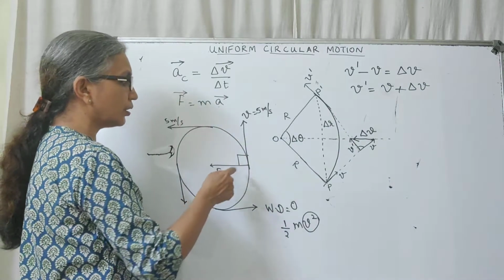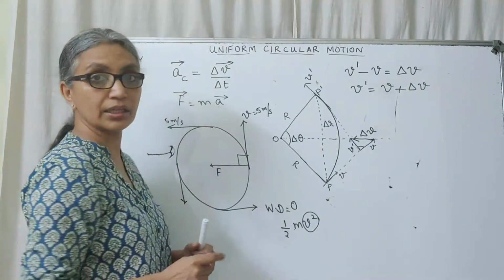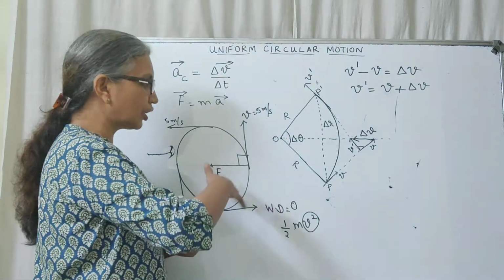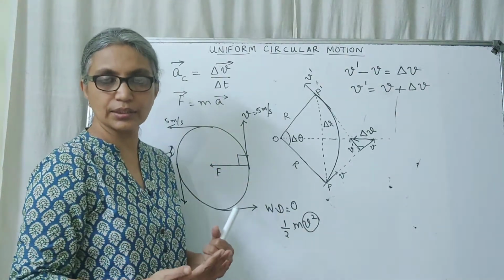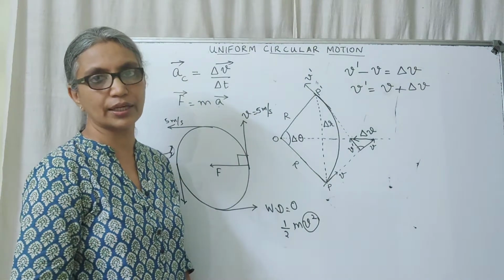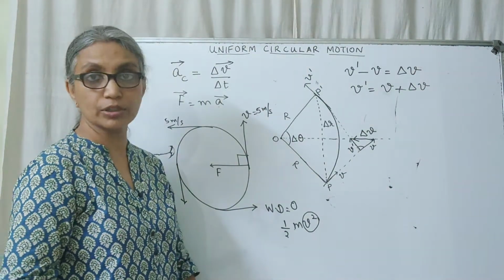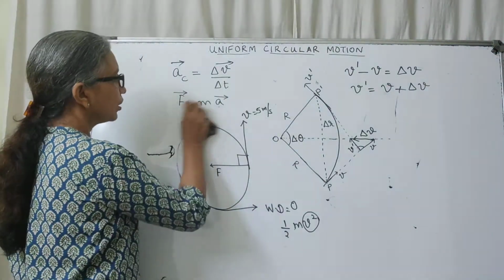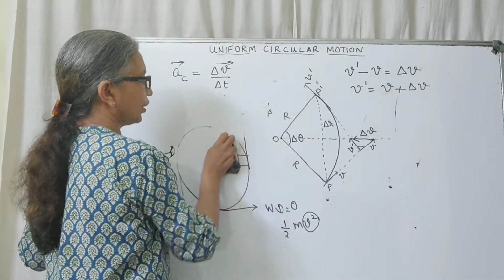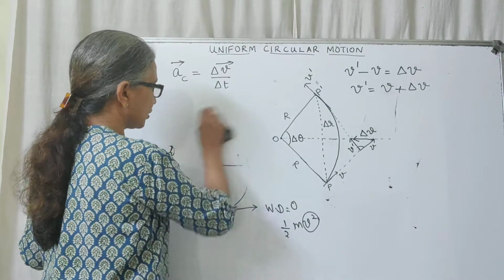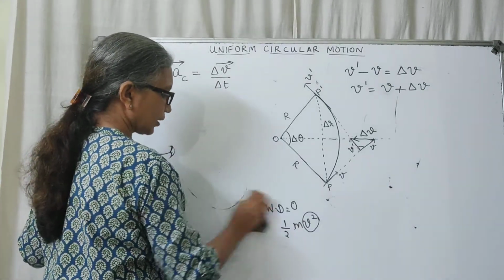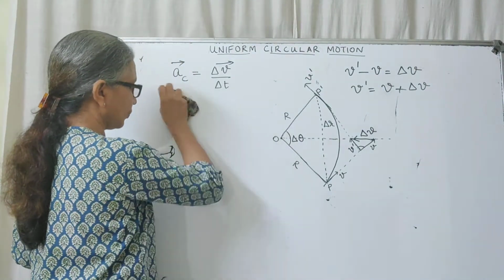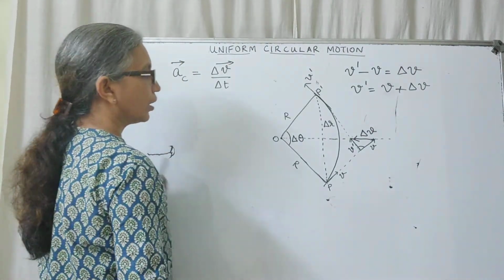but it is accelerated because at every point the direction of velocity keeps on changing. It's along the tangent. So as the direction keeps on changing, it is accelerated just because there is a change in direction of the velocity, but no change in the magnitude of velocity, that is speed. So we are now going to find out an expression for this centripetal acceleration. That is what we need to do now. Expression for centripetal acceleration.